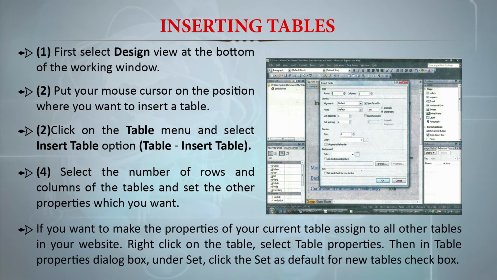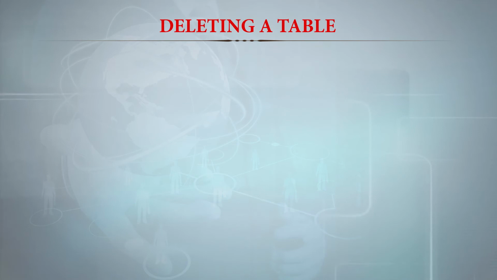And if we want to assign the properties of the current table to all the other tables in the website, right click on the table, select table properties. Then in the table properties dialog box under set, click the set as default for new tables checkbox. And it is also possible to delete a table.